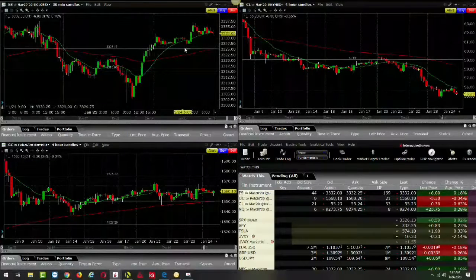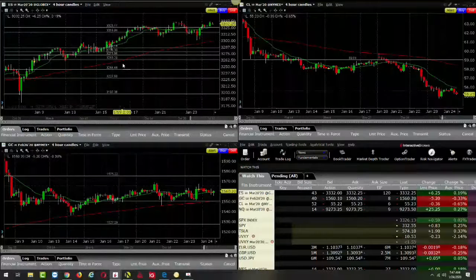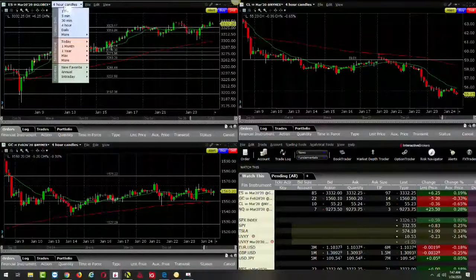What am I watching today here on the ES? Again, we're in an upward trend. Looking at a 4-hour chart, we're in an upward trend. It's definitely moving up.